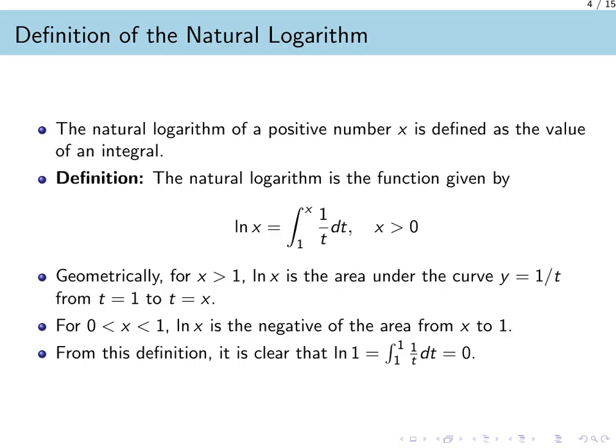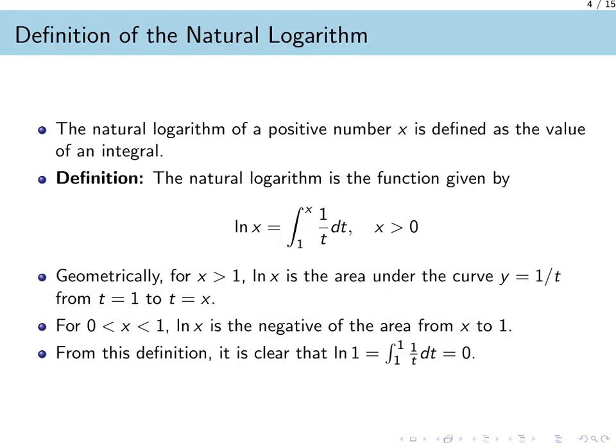We define the natural log of x, written as ln x, as the definite integral of the function 1 over t, evaluated from t equals 1 to t equals x, but only for positive values of x. Geometrically, if x is greater than 1, you can picture the natural log of x as the area under the curve y equals 1 over t between 1 and x. If x is between 0 and 1, the integral flips its bounds, so the natural log of x is the negative of the area from x to 1.